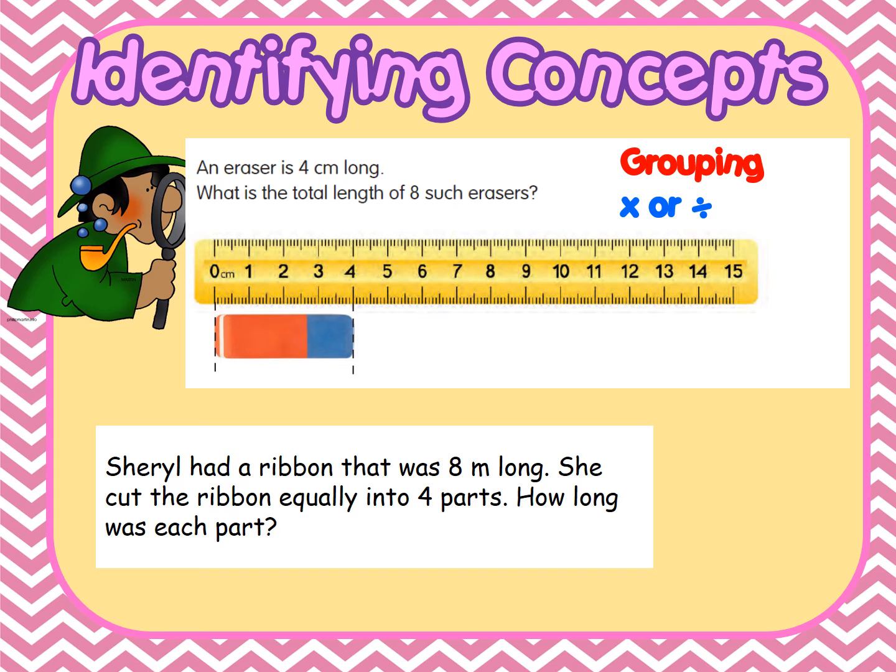Okay, for the next question below, Cheryl had a ribbon that was 8 meters long. She cut the ribbon equally into 4 parts. How long was each part? For this question, you have a ribbon with a total length of 8 meters. Now it is being cut into 4 parts. So when it is cut into 4 equal parts, there is an equal sharing concept, right? So you know that it is either multiplication or division, and that's where you have to get your GOT to identify where the question mark is and the method. Okay?